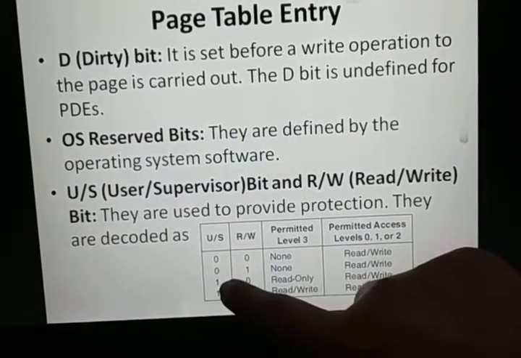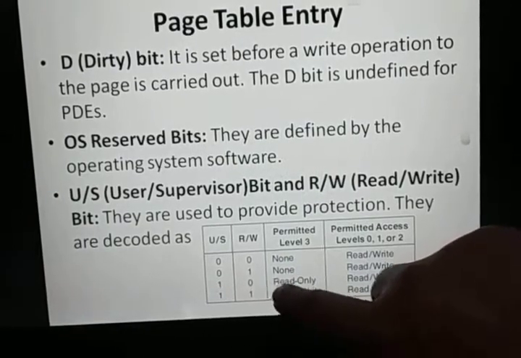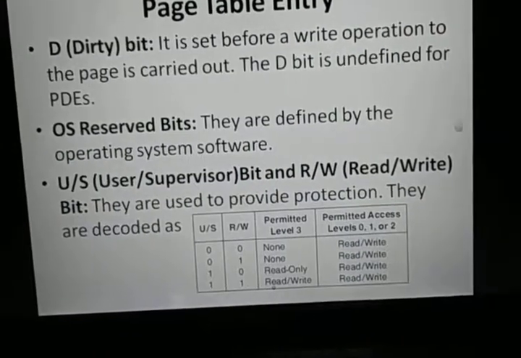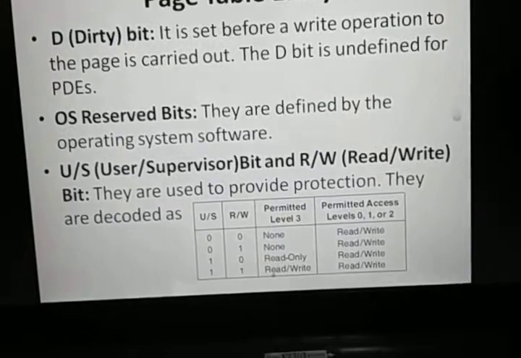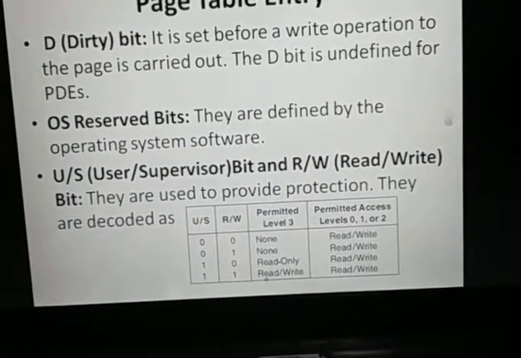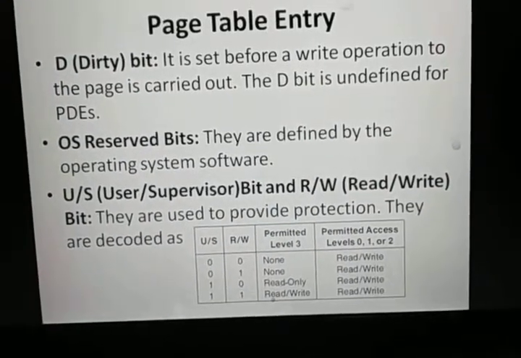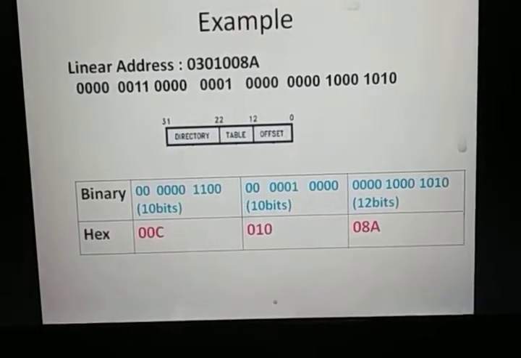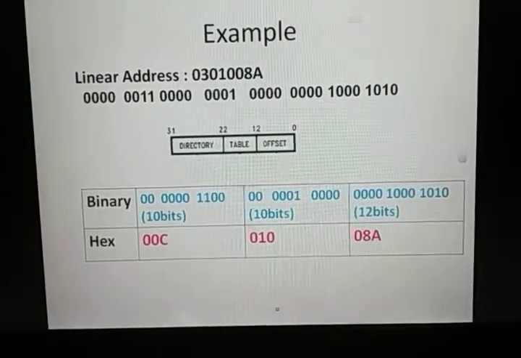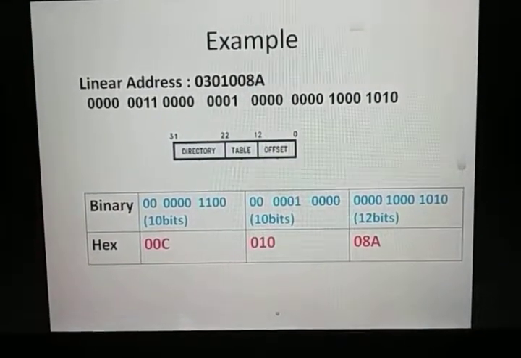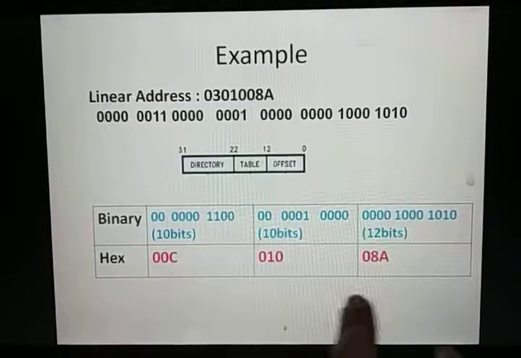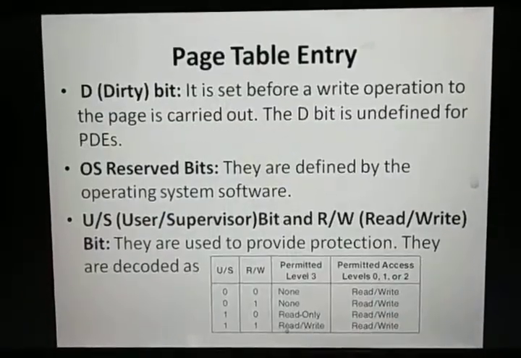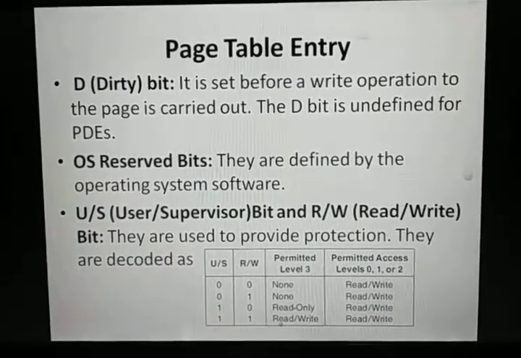If the user supervisor bit is 1 and the read write bit is 0, in that case we can perform read only operations. If both bits are 1, only in that case can we perform read and write operations at privilege level 3. So this is the example. Here the topic related to paging ends. We will discuss the next topic in the next lecture.